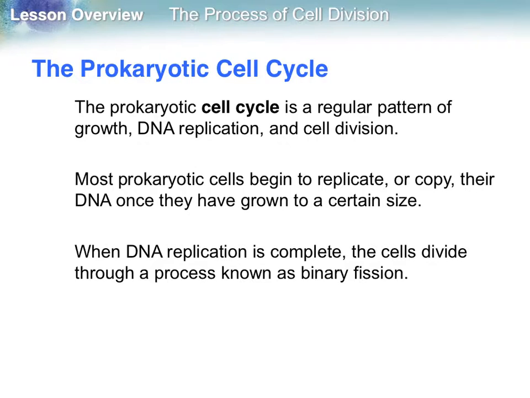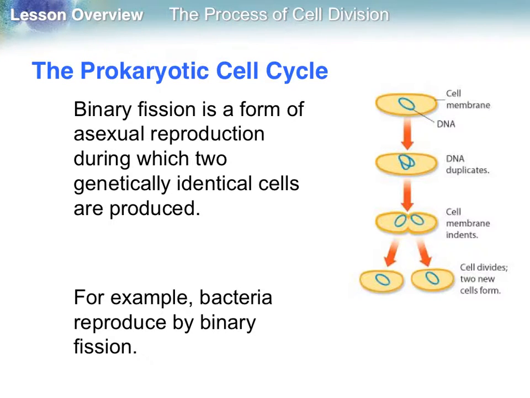Once cells have grown to a certain size, they get a trigger or a signal to begin to replicate or copy their DNA. Then once DNA replication is complete, they divide through a process called binary fission. So binary fission is simply the process of cell division. This cell division in prokaryotes is actually a form of reproduction. This is asexual reproduction, and we get two cells that are genetically identical.